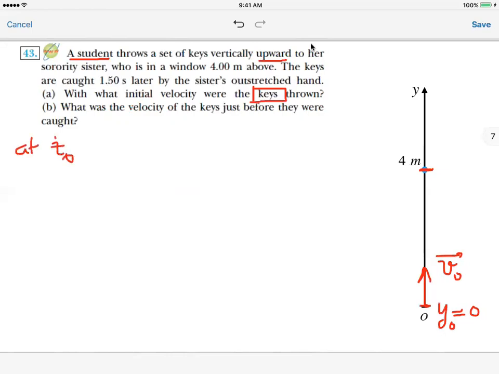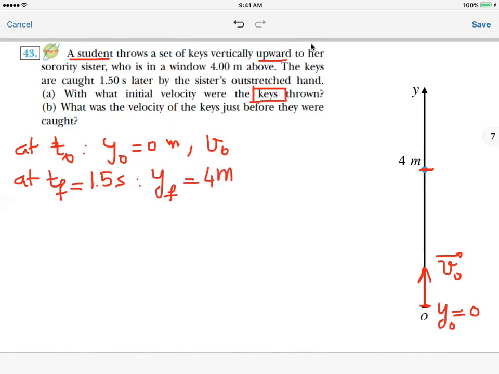At time t0, we have y0, which is equal to 0 meters, and we have an initial velocity v0. Now, we know that the keys were caught 1.5 seconds later by the sister, who is sitting in a window, just stretching out her hand from a window that is 4 meters above. So at t final, which is equal to 1.5 seconds, y final of the keys is equal to 4 meters. Very simple.